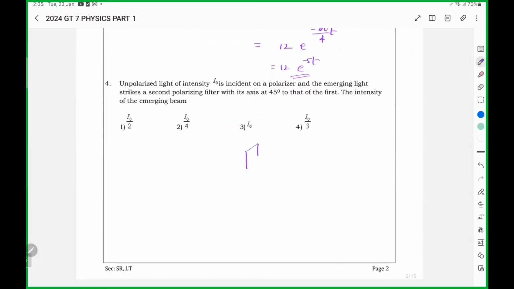Next, through a polarizer: unpolarized light of intensity I naught is incident on the polarizer, and its intensity decreases to half. A second polarizer is kept at an angle theta. Then by Malus law, the emerging beam intensity is this. Here the angle is given as 45 degrees, and you get I naught by 4.